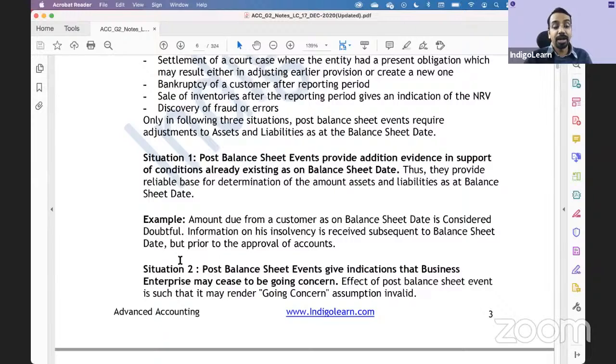Then if the enterprise may cease to be a going concern, then you will have to consider that the going concern assumption is no longer valid. You may have to prepare the financial statements afresh.